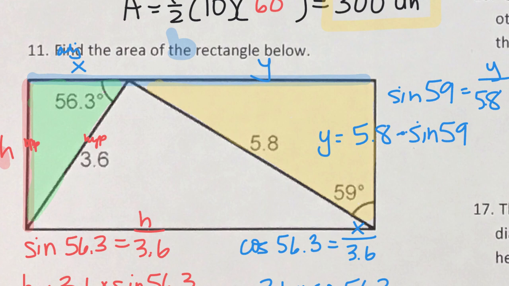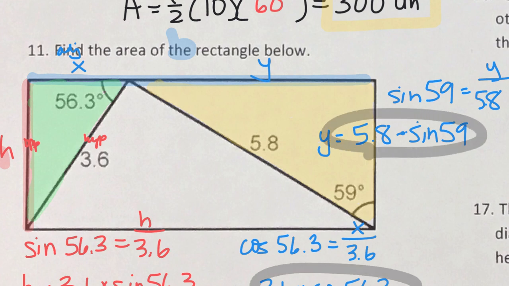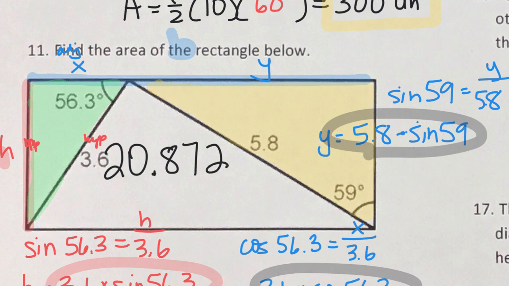Now eventually, once you calculate these things, we're going to take your Y value, add it to your X value, and then multiply it by your height value. Okay, add X and Y together, multiply it by H, let's see what you get. And I get an area of 20.872. Now if you were finding your values all along, you might get slightly different decimals, but it should be really close to 20.8 or 20.9 or maybe even 21.0 something, depending on how much you rounded throughout.